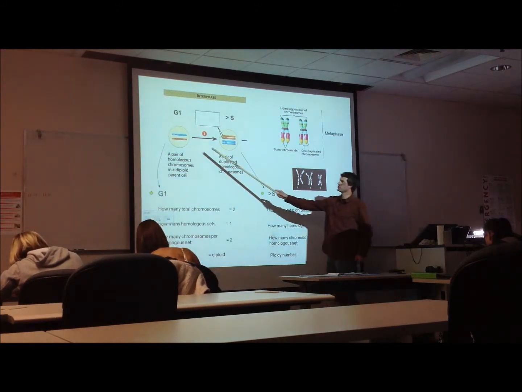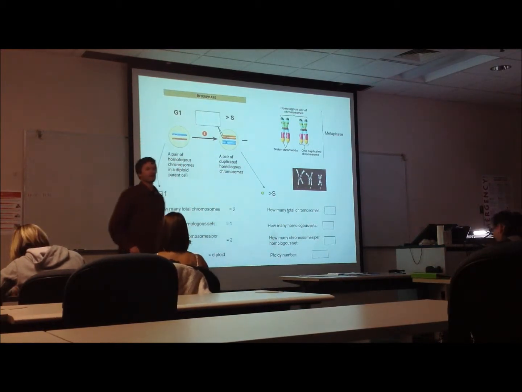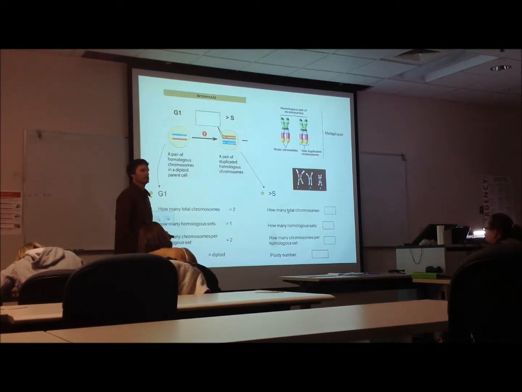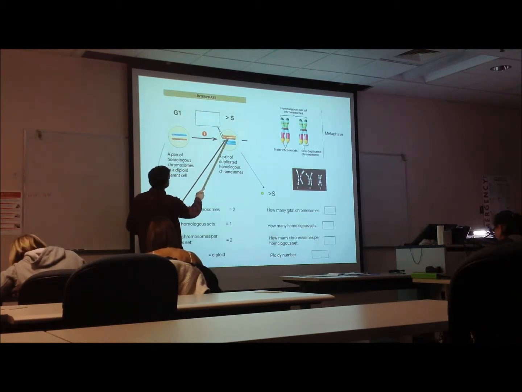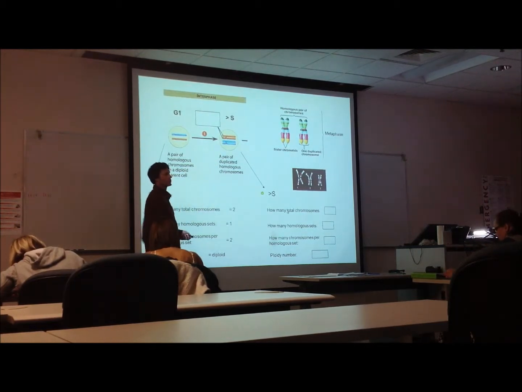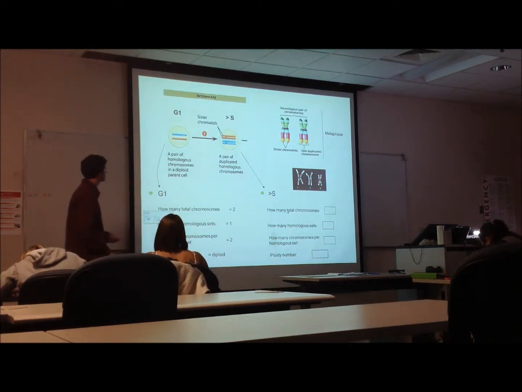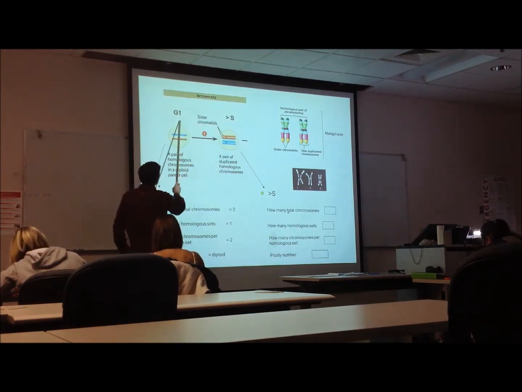All right, so this is during G1. After G1, we go through the S phase of the cell cycle. What happens during the S phase of the cell cycle? DNA replication. So each of these chromosomes duplicate themselves. What are these duplicated chromosomes called? Sister chromatids. So now let's do this same exercise, but instead of during the G1 phase, we're going to do it during the S phase.